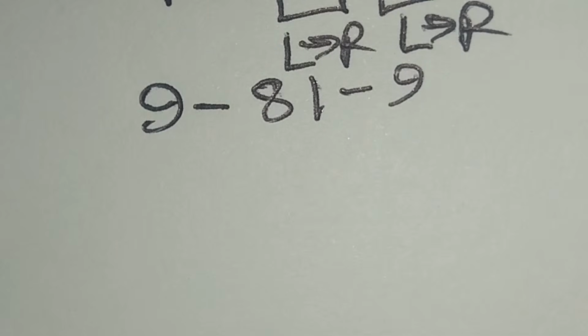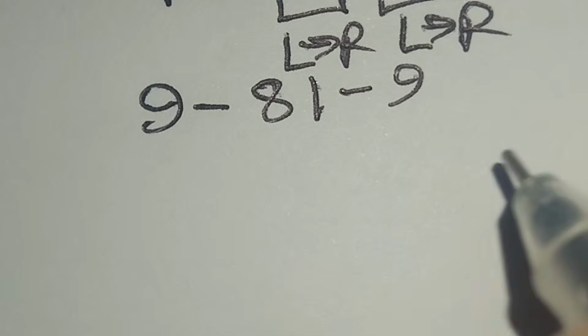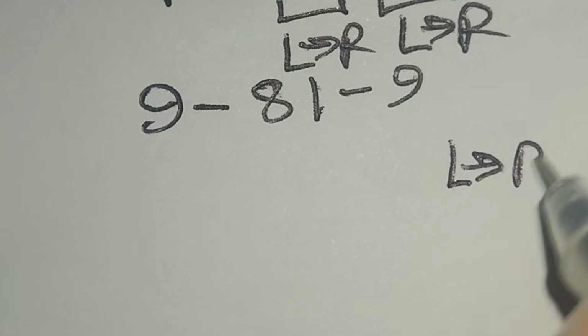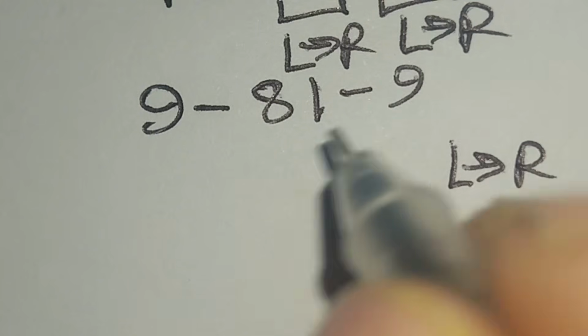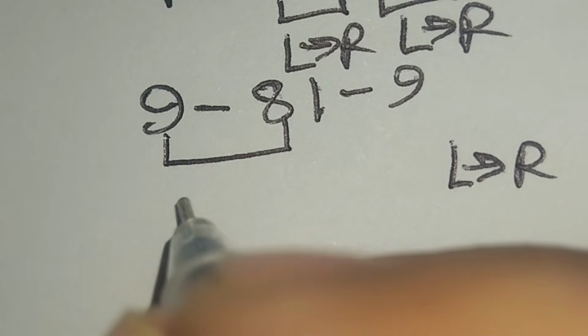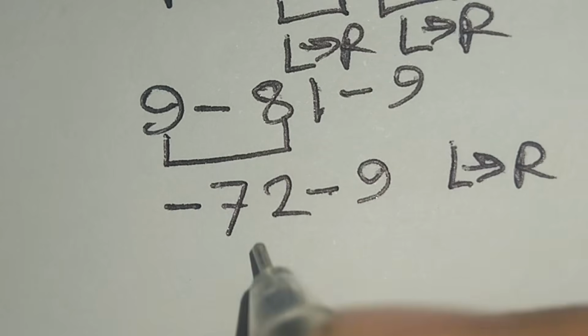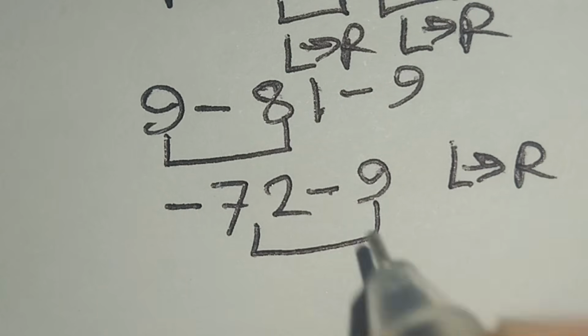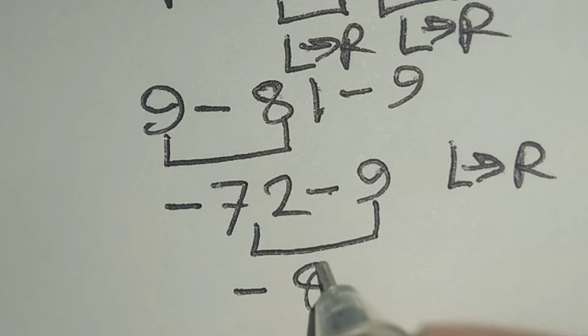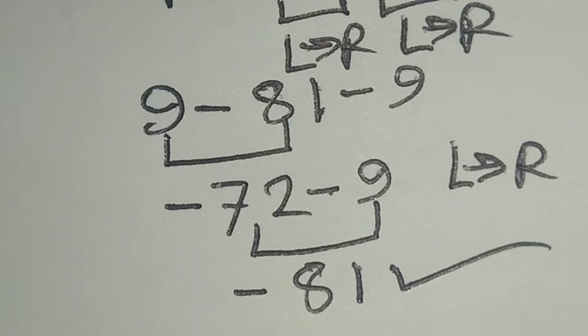According to the order of operations, when we have more than one subtraction, then we have to work left to right. Therefore, at first we have to work with this subtraction, then this subtraction. 9 minus 81 gives us minus 72, minus this 9. Minus 72 minus 9 gives us minus 81. And this is the correct answer.